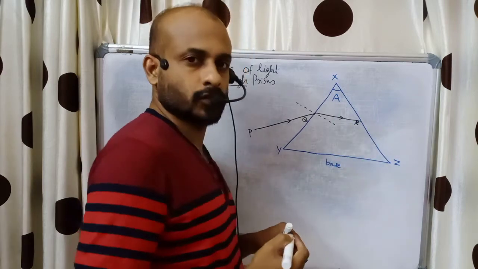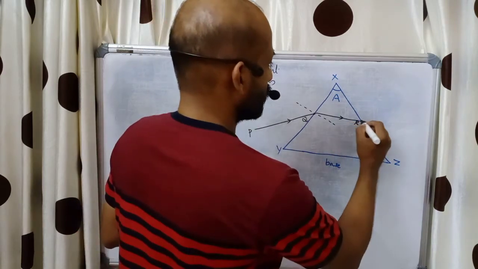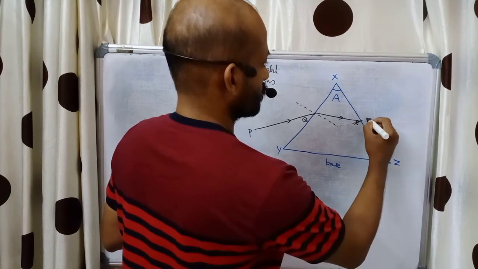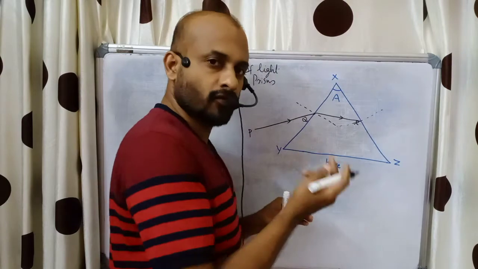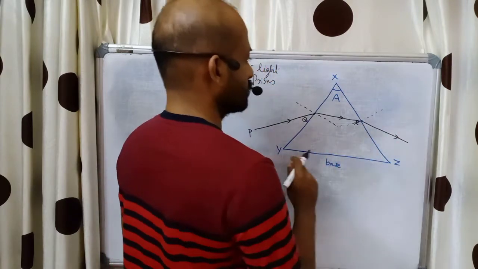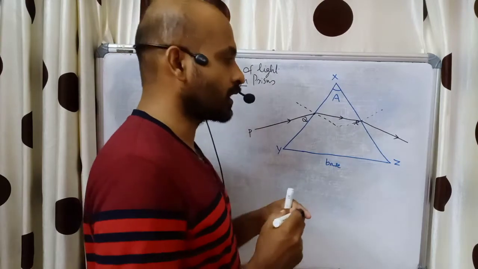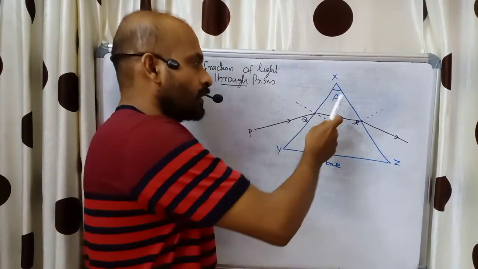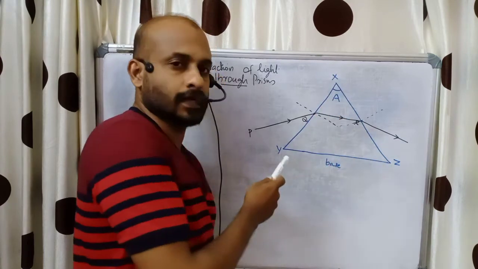Now again, here we have to draw the normal. This is a normal. So the light ray is bending away from the normal. This is the refracted ray of light, or we can say emergent ray. So there are two refractions taking place: one refraction at the face XY and the other refraction at the face XZ.